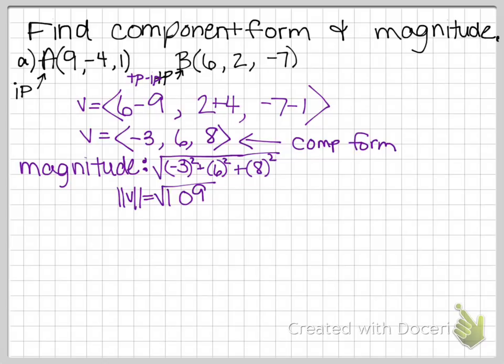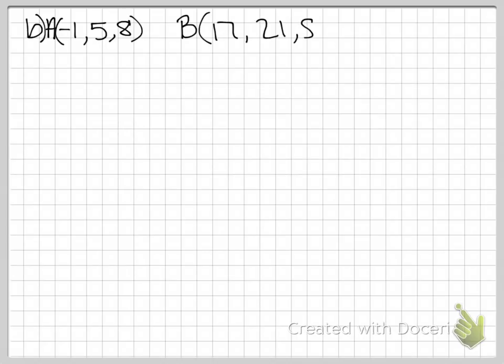All right. So now let's look at another example. Let point A be -1, 5, 8. And there we go. Point B, let's have that be 17, 21, 85. Because what the heck and why not? All right, so once again, A is going to be my initial point. B is going to be my terminal point.